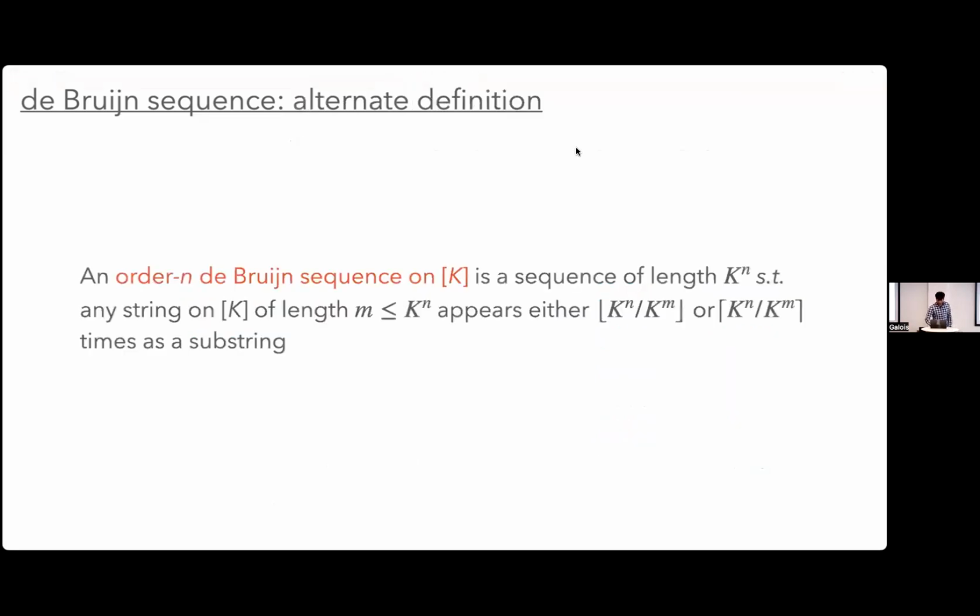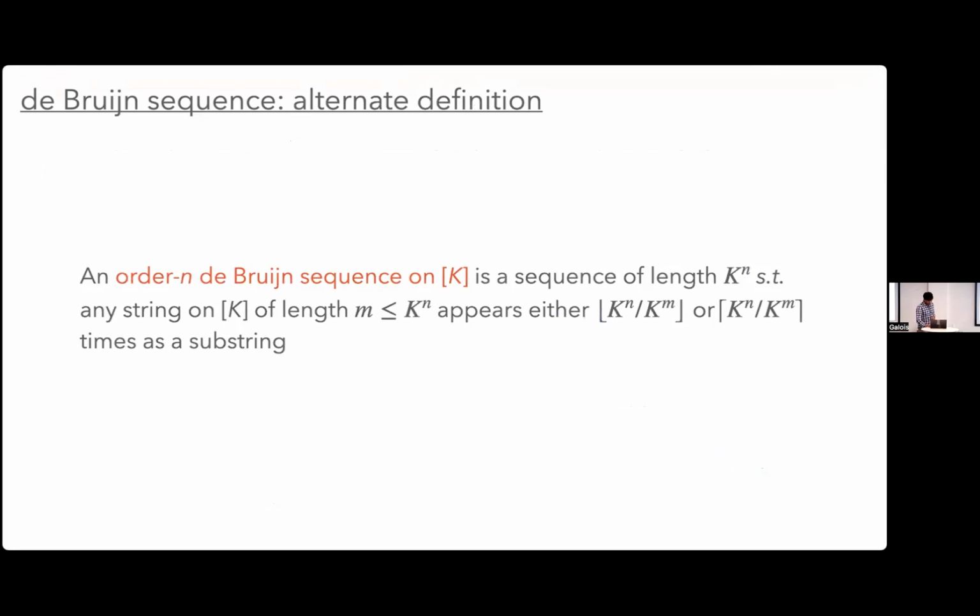Okay, so that leads us to this alternate definition of De Bruijn sequences. We can look at an order n De Bruijn sequence on this alphabet k as a sequence of length k to the n, such that any string on k of length m less than or equal to n appears either k to the n over k to the m times rounded down to the nearest integer, or k to the n over k to the m times rounded up to the nearest integer, as a substring.